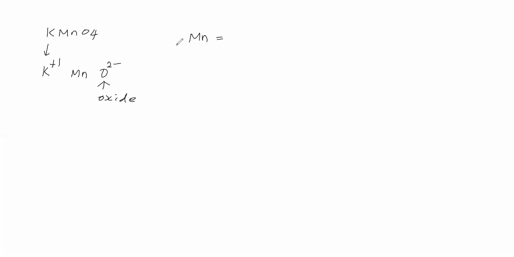The atomic number of manganese is 25. Therefore, its electronic configuration is argon 3d5 4s2. Here, how much charge does manganese have? That we will calculate. What is the charge possessed by manganese? For this, we take potassium, which has a +1 charge because it is in group number 1.